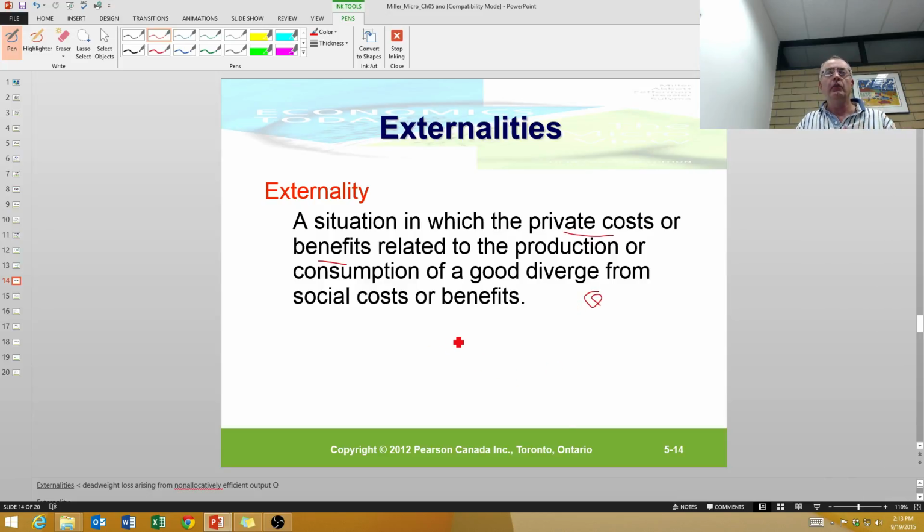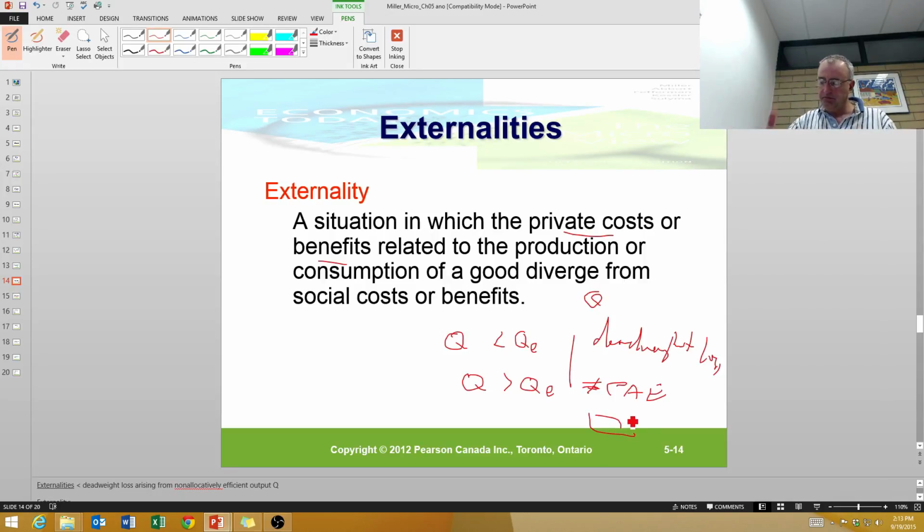So we end up with a quantity that's either less than the equilibrium quantity or greater than the equilibrium quantity. And we know that if we were in either one of these situations, we have a situation of deadweight loss, and that means we're at a point of non-allocative efficiency. So we're not at the point of allocative efficiency on our PPC. Okay, so that's the concept of an externality in general.